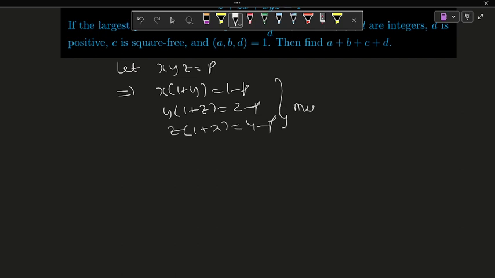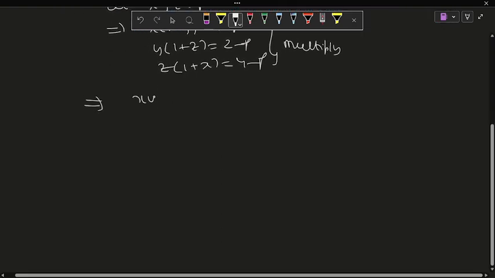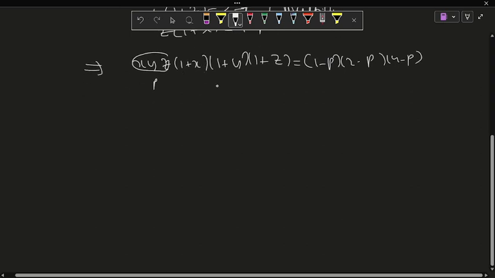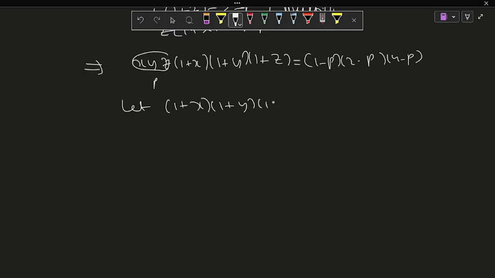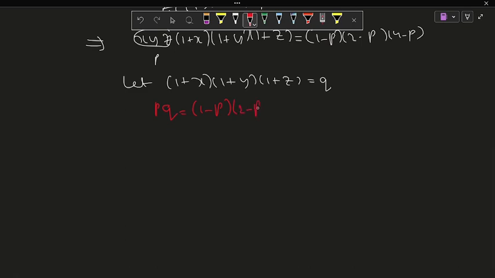So let's just simply multiply these three equations, and this step is obvious since after multiplying we will also get another xyz in the LHS, which we have to find out. So xyz into 1 plus x into 1 plus y into 1 plus z is equal to 1 minus p into 2 minus p into 4 minus p. So this was p, and let's let this term out here to be q. So we let 1 plus x into 1 plus y into 1 plus z as q. So we get our first equation as p into q is equal to 1 minus p into 2 minus p into 4 minus p.